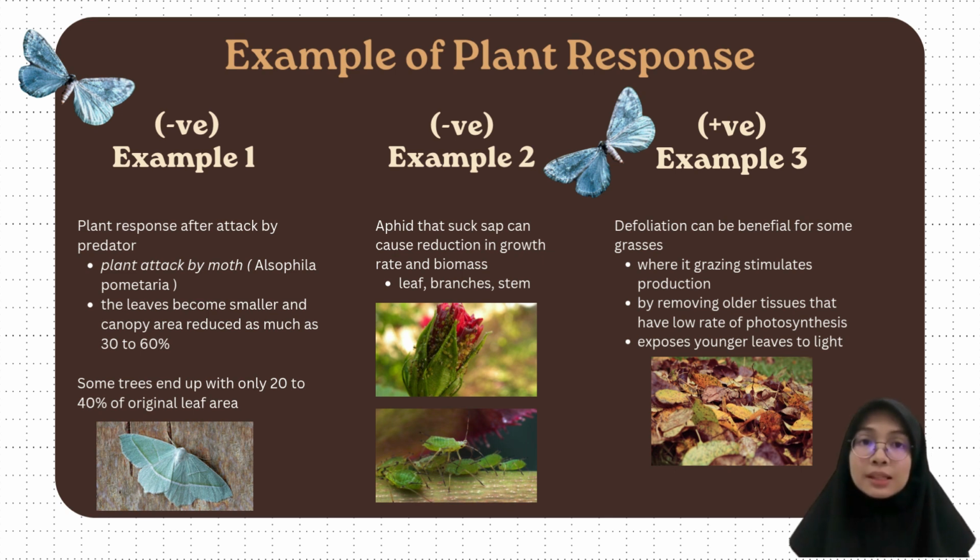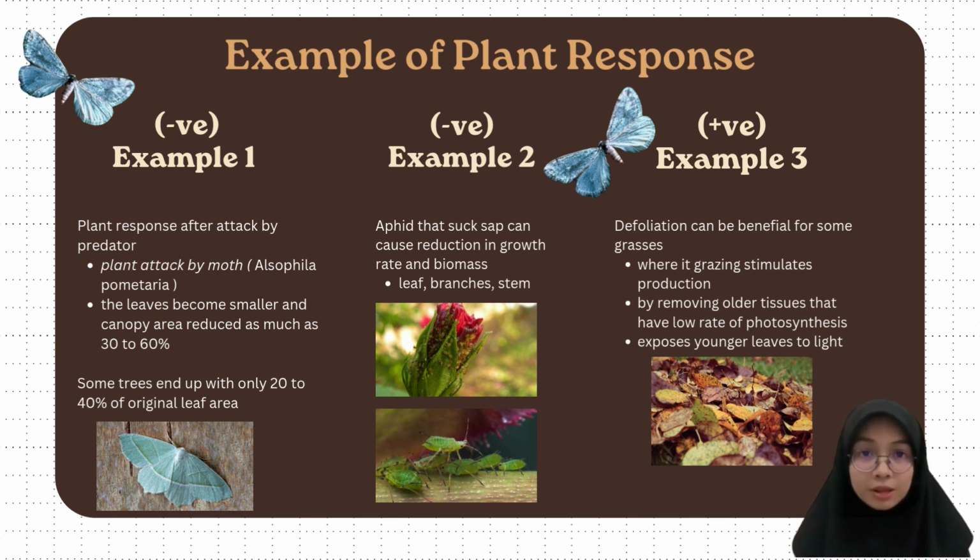So the second example is aphid. Aphids can suck sap from the plant and can cause a reduction in growth rate and biomass, such as leaf, branch, and stem.